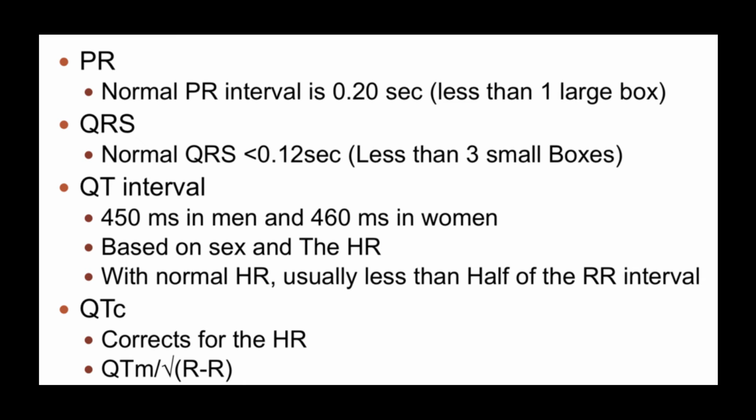The QT interval. Now this has been varied somewhat, but in general we say 450 milliseconds in men and 460 milliseconds in women. This is obviously based on gender, and the heart rate also impacts the QT interval as well. With a normal heart rate, it's usually less than half of the R to R interval. The QTC, or the corrected QT, is pretty reliable based on the EKG calculation.